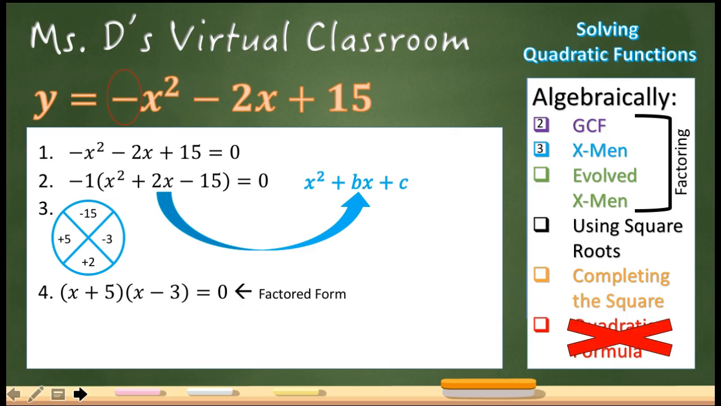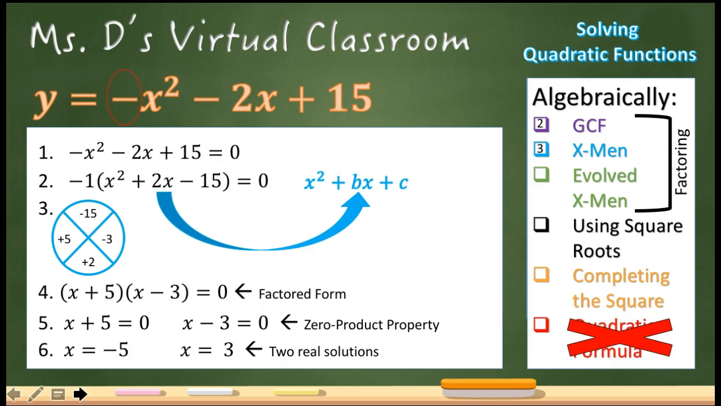Now you're going to use the zero product property to solve the equation. x plus 5 equals 0 and x minus 3 is equal to 0. Our solutions are x is equal to negative 5 and x is equal to 3, which are two real solutions.